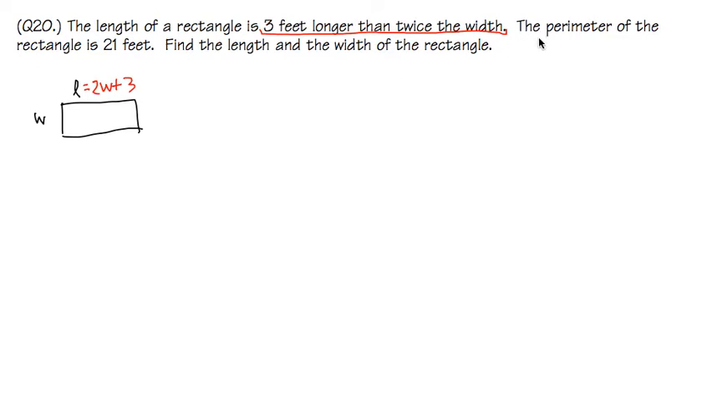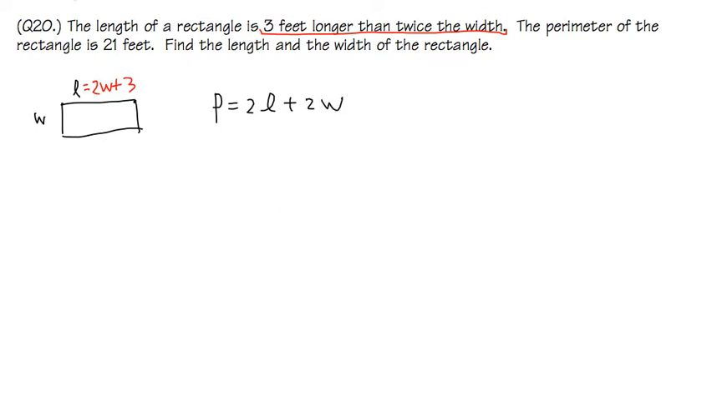This way I just have one variable to work with. And for the next part, it says the perimeter of the rectangle is 21 feet. For the perimeter of a rectangle, it means that if you start right here at the corner, you go around the rectangle one loop. So how long is the distance? Well, it's L plus W plus another L plus W. In other words, it's 2L plus 2W. I know the formula is perimeter equals 2L plus 2W.